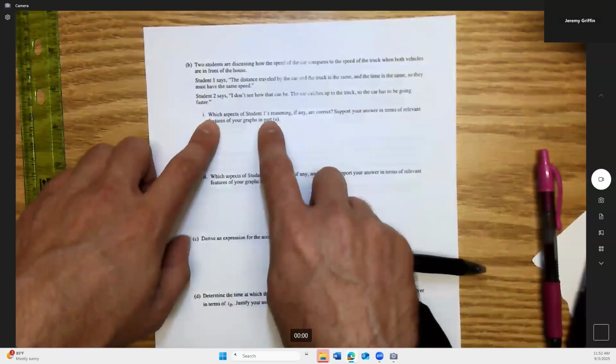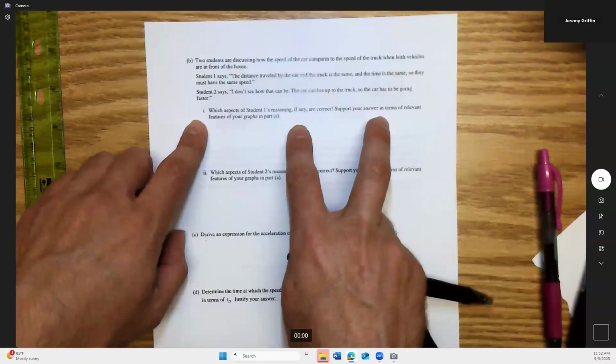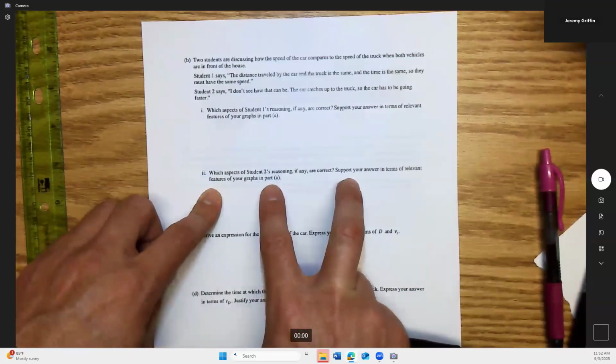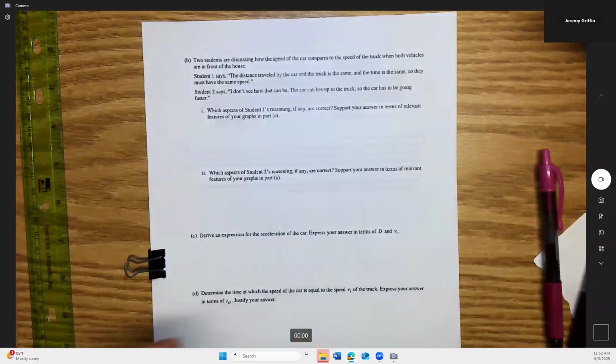So which aspects of student one's reasoning are correct? And support your answer with relevant parts from the graph. Which aspects of student two's reasoning are correct, if any? Now, maybe each of them is correct about something. Maybe one's totally correct and one's totally incorrect. Right? You have to figure that out.